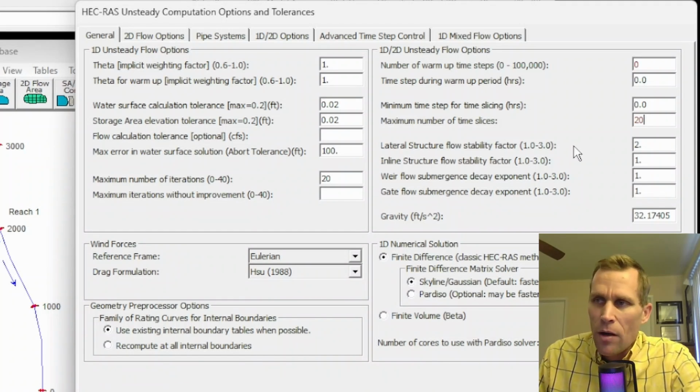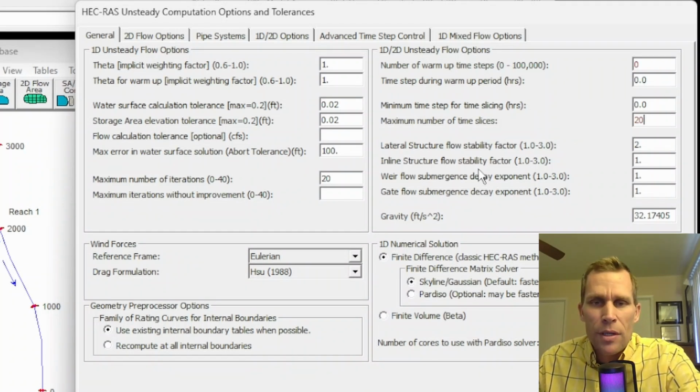All right, so number 5 on the list is lateral structures and weirs, and that refers to these 4 values right here. The first two are lateral structure flow stability factor and then inline structure flow stability factor. If you notice that there's instability in your lateral structure or your inline structure, whether that's a gate or a culvert or any other structure like a weir, then what you should do is increase the value of these parameters here. So by default, it starts you off at 2 and at 1, and you can see the range is between 1 and 3. So if you get instability, go ahead and increase these values.